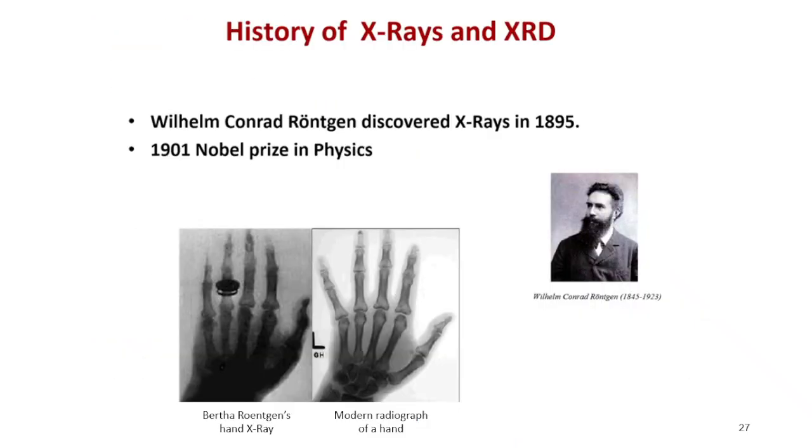Okay, now we'll just quickly go through XRD and we'll finish within a few minutes. So the history of X-ray, I think most of you would already be knowing that X-rays were discovered by this person, Wilhelm Conrad Röntgen, and he won the Nobel Prize for that in 1901. This was the first X-ray that was taken of this person's wife, Bertha Röntgen, and this is the modern radiography. So there's a significant improvement, right?